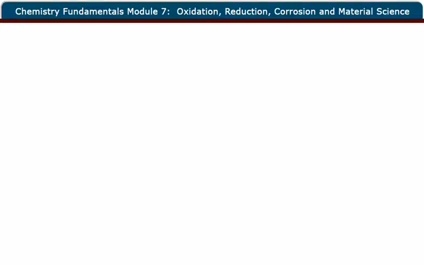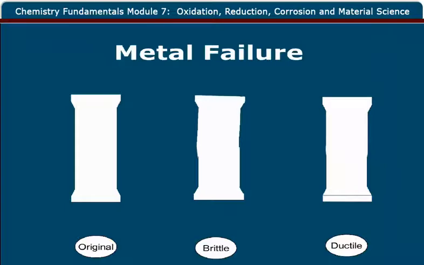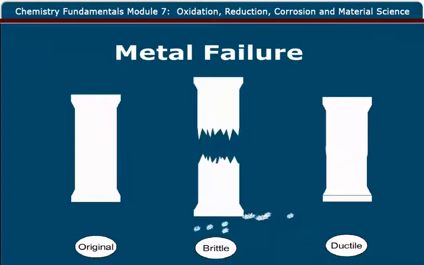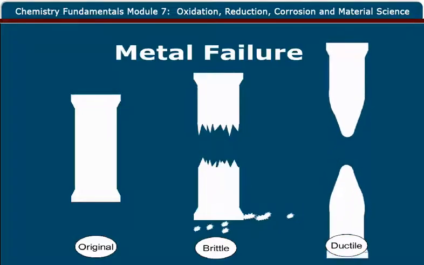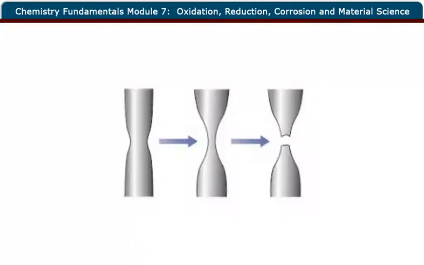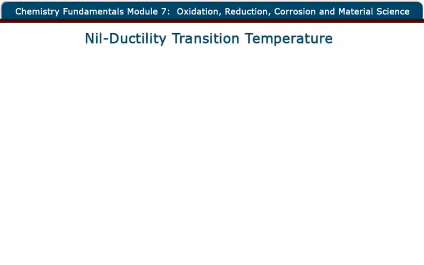If a material has to fail, we'd prefer it to be a result of ductile fracture, rather than brittle. Think about it. Brittle fracture happens so fast, we probably won't have time to respond before the component fails. On the other hand, since with ductile fracture, the material deforms before it breaks or fails, we will have time to respond. So with that in mind, there's a concept called nil ductility transition temperature.